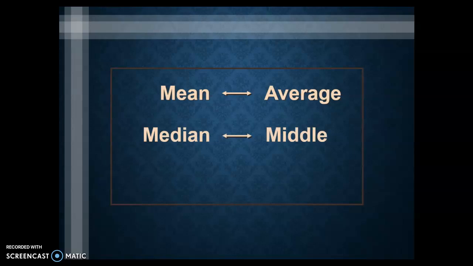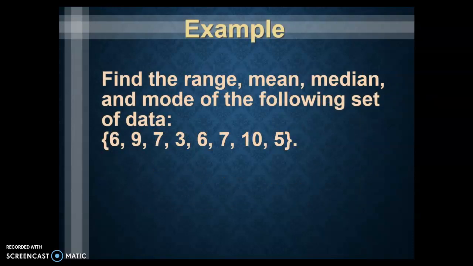All right, so to refresh, mean is the average, the median is in the middle, and the mode is the one that appears the most. A little memory trick there. All right, let's do some practice now and find the range, mean, median, and mode of the following set of data. First things first, we want to arrange our numbers in order from least to greatest. This will help us when we get to find the range and the median.